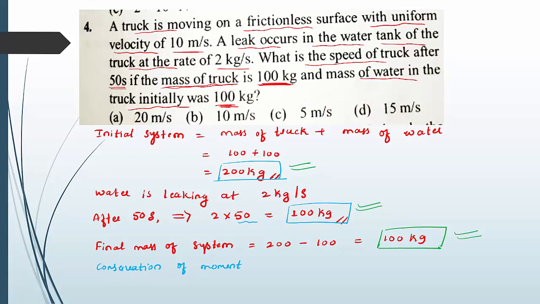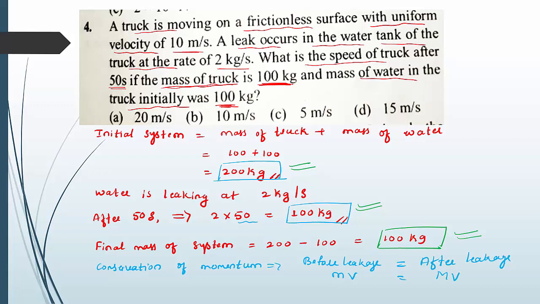We know that linear momentum before collision is equal to linear momentum after collision. For this particular problem, we can say that linear momentum before leakage is equal to linear momentum after leakage. So we can write this: before leakage is equal to what? After leakage. Before leakage means initial values. Let us take it as mass into velocity. Here also mass into velocity, because linear momentum is the product of mass and velocity.